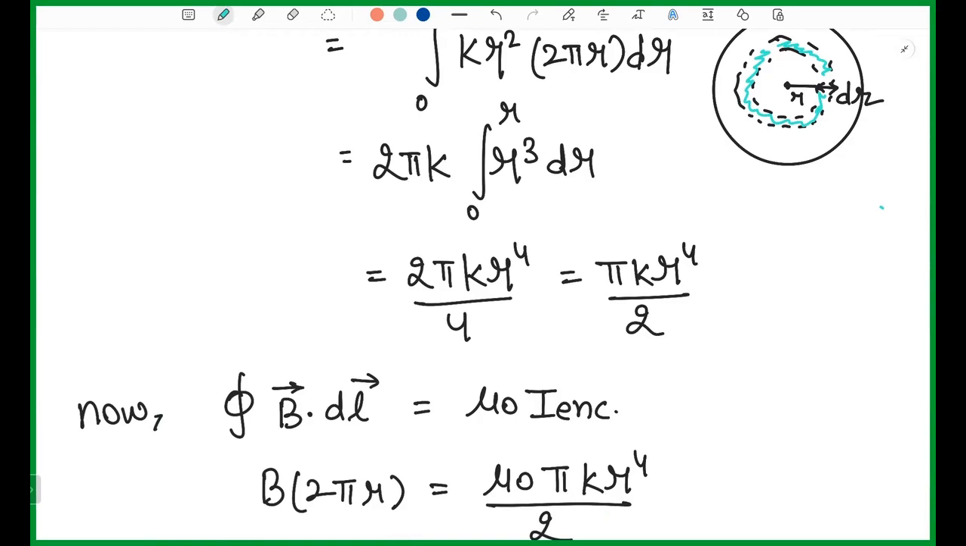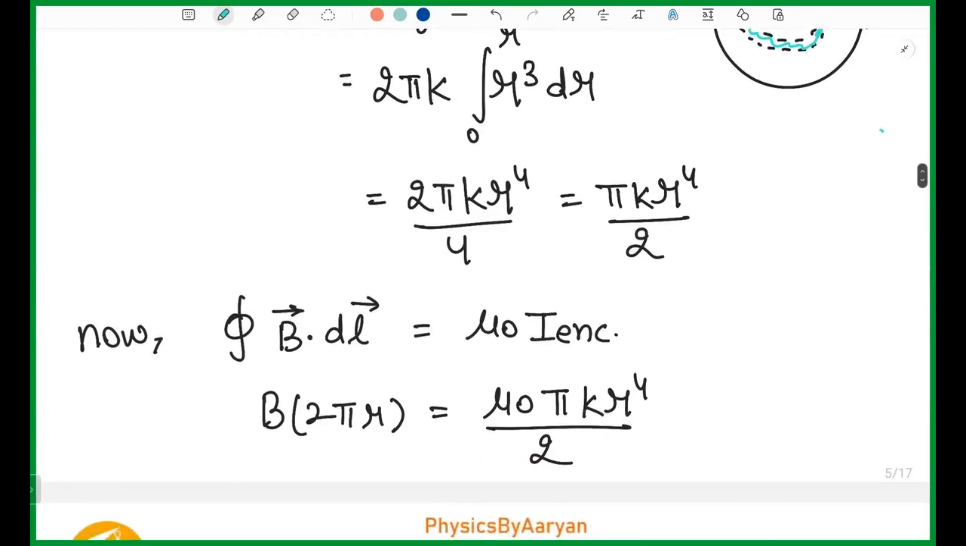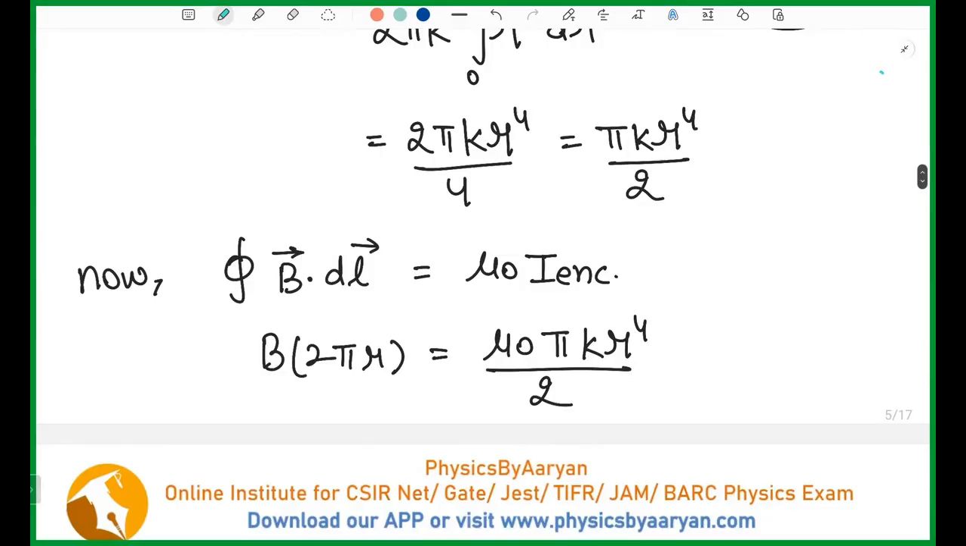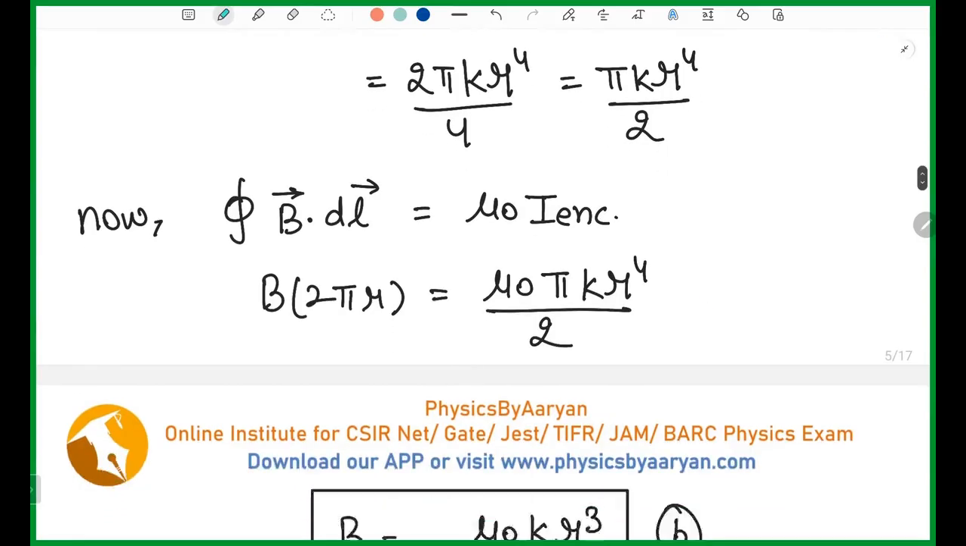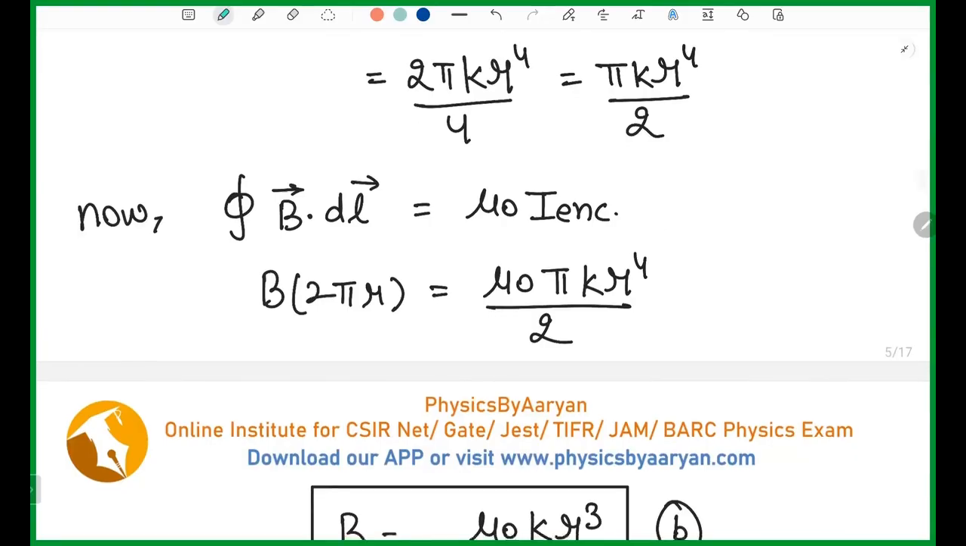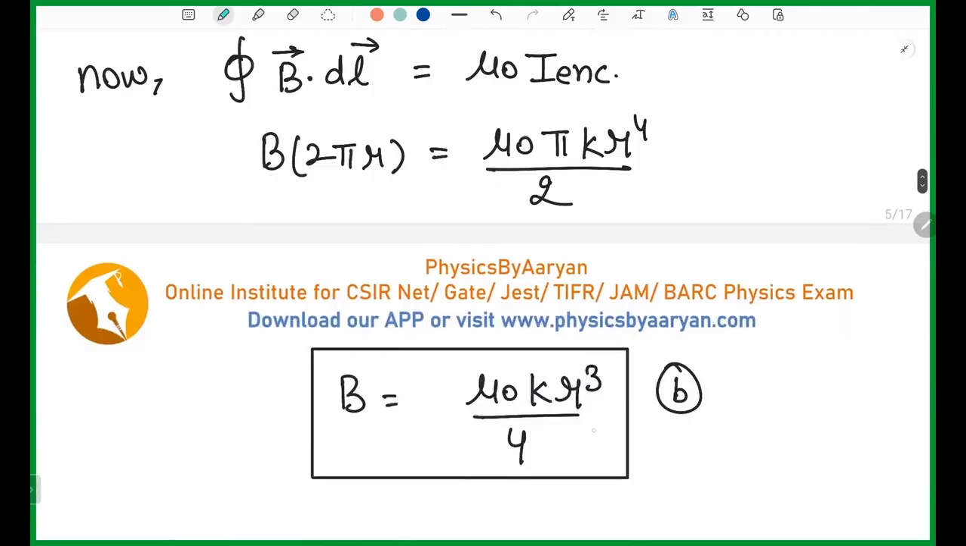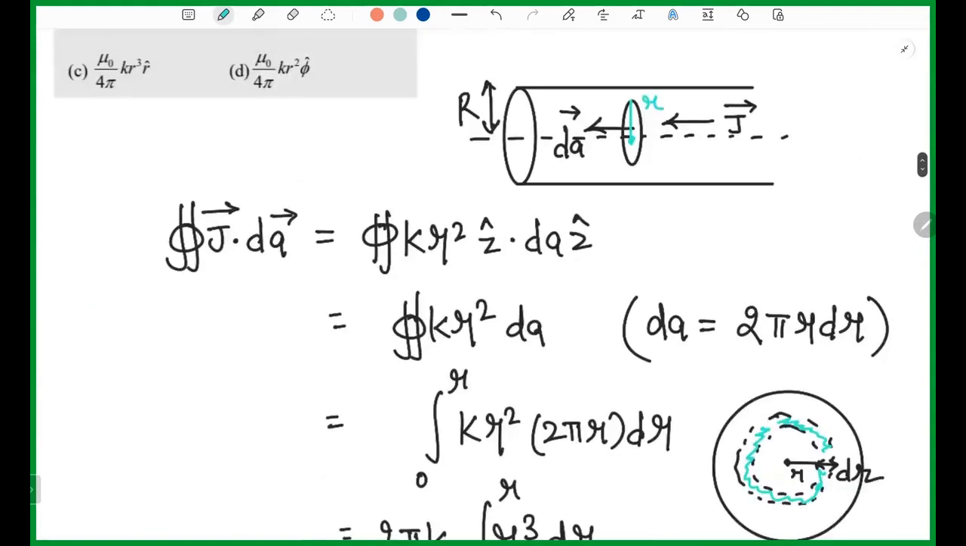Now I am ready to use Ampere's law, which is B dot dl equals mu naught I enclosed. B dot dl can be written as B 2 pi r, and mu naught I enclosed can be written like this, where the current enclosed I have written as pi k r raised to power 4 by 2. So from there, my magnetic field will come out to be mu naught k r cube by 4, which is my option number B.